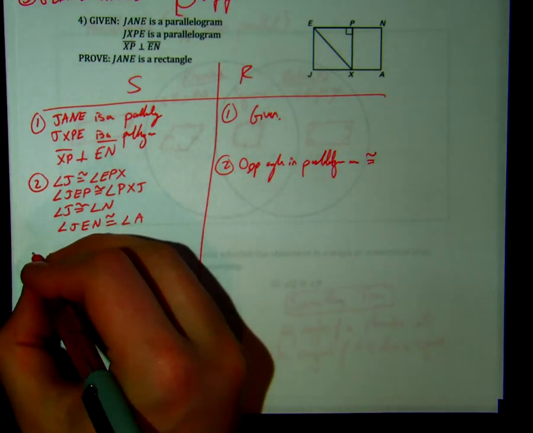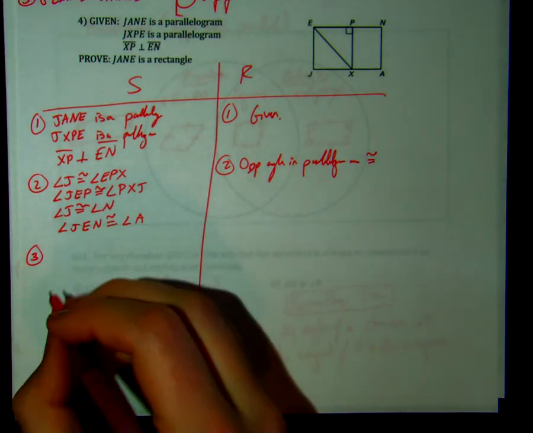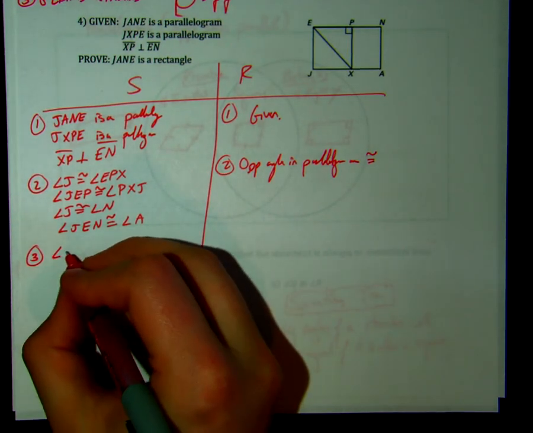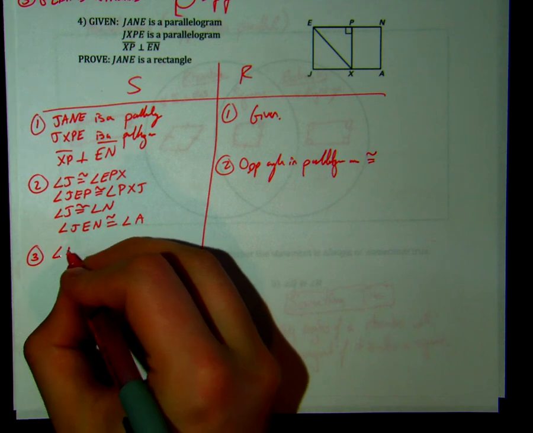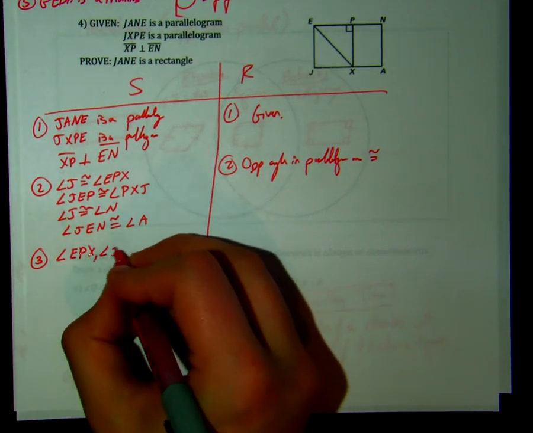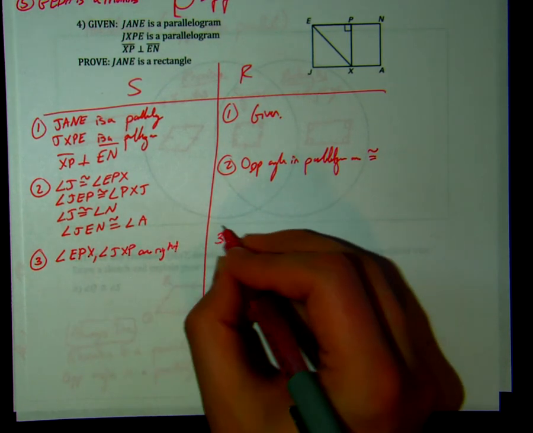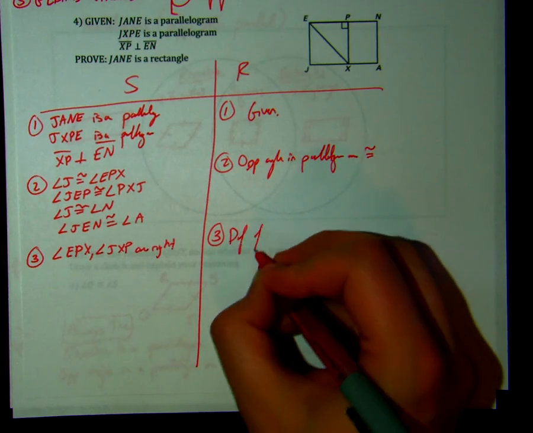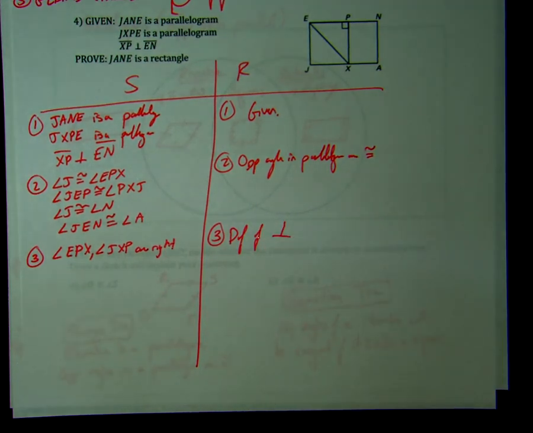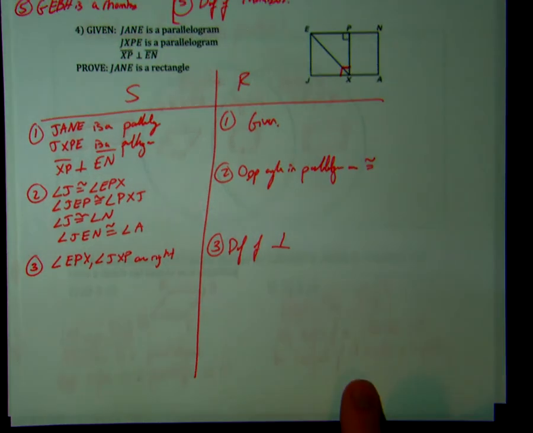So now, number 3, angle EPX and angle JXP are right angles. Okay, this is the definition of perpendicular lines. You form those right angles there. So we have a right angle there, right angle there. And one of them is shown.